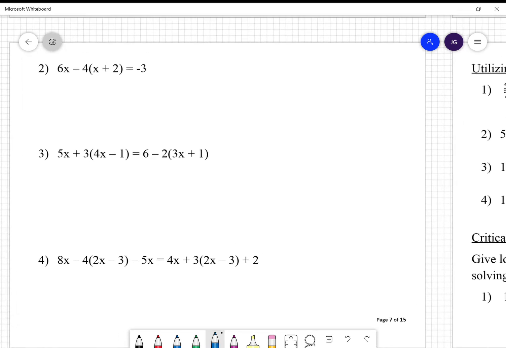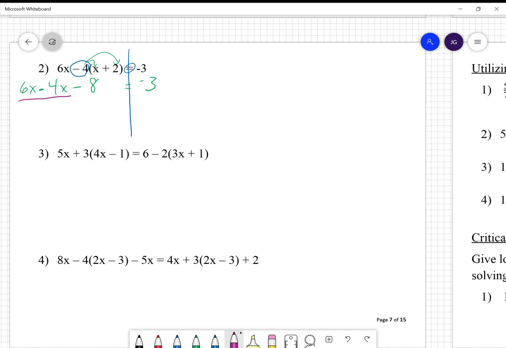Number 2. On the left, I can distribute. I have 6x. Now be careful, you're distributing a negative 4. The sign goes with the number. So I have 6x minus 4x minus 8 equals negative 3.